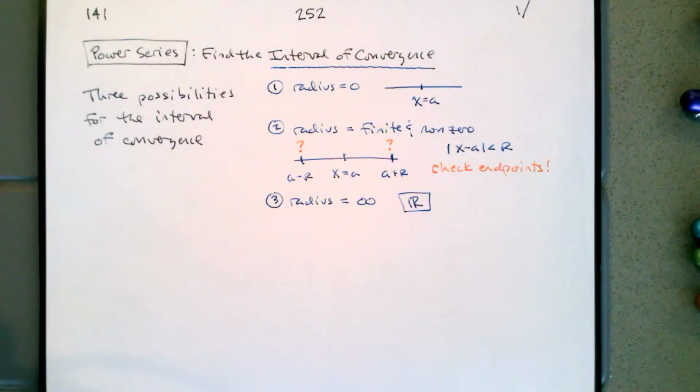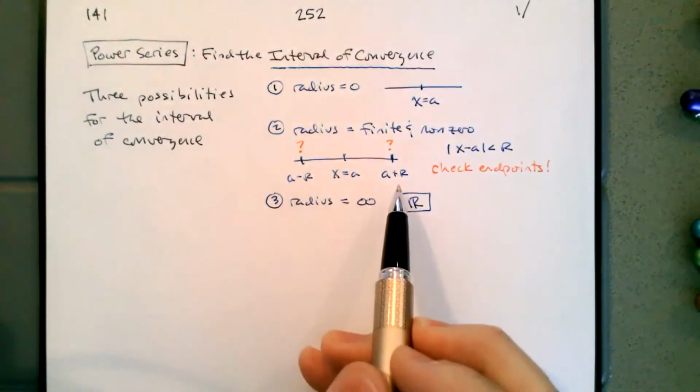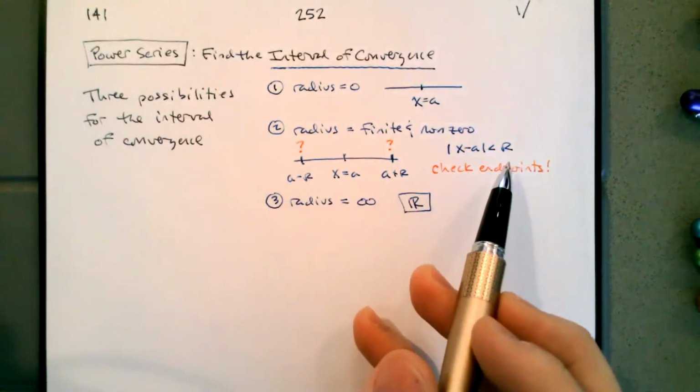Today, we want to continue finding the interval of convergence for a power series. Let's remind ourselves that there are three possibilities for the interval of convergence, and we can categorize them by the radius. The radius of convergence could be 0. What this means is that the power series only converges if we zero out all the terms. The second case, the radius could be finite but non-zero. So it'll always be between a minus r and a plus r, where r is the radius of convergence.